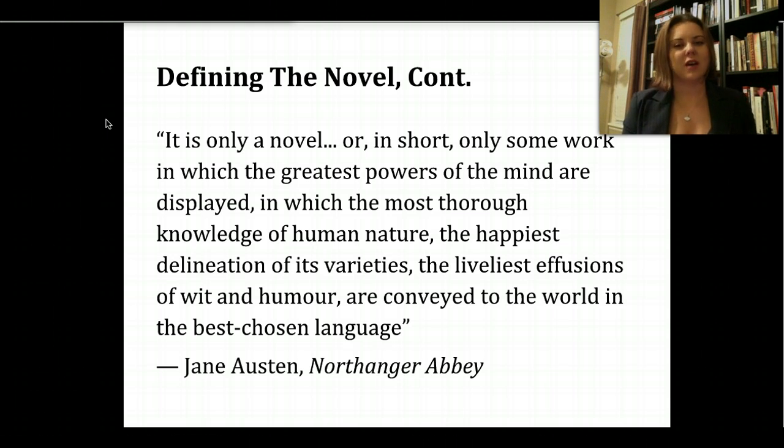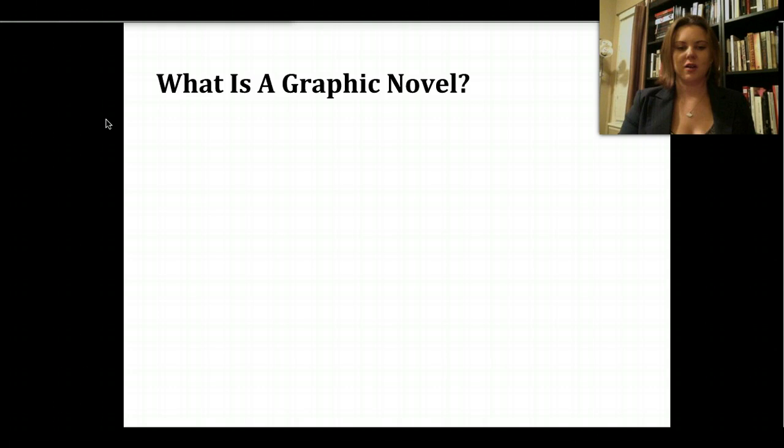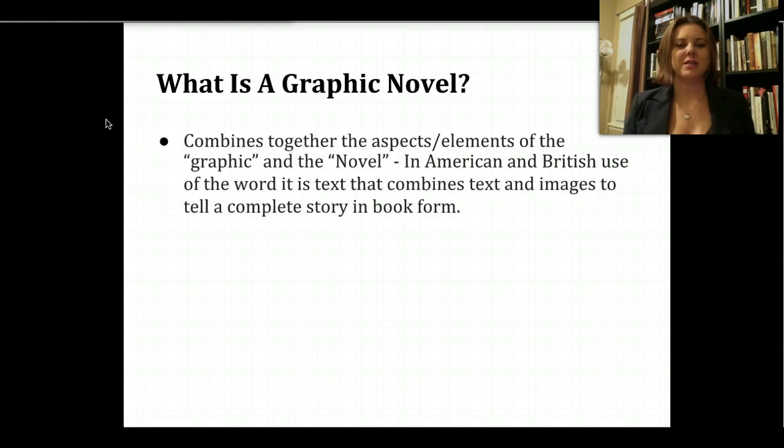Now, of course, the graphic novel then takes language in a different direction because we have to interpret both actual written language and a visual language that we become immersed in as we read. So we then need to ask ourselves, what is the graphic novel? The graphic novel combines together the aspects and elements of both the graphic and the novel. In American and British use of the word graphic novel, it is text that combines written text and images to tell a complete story in book form.